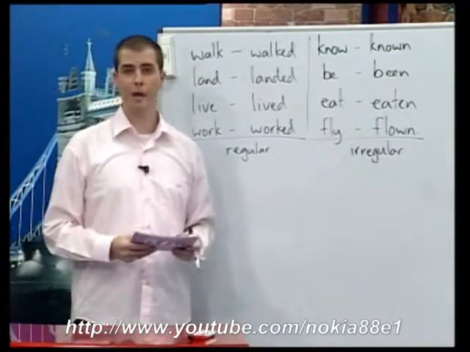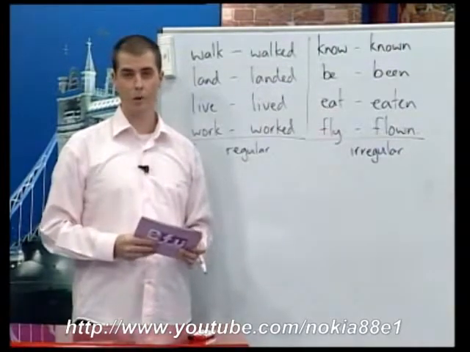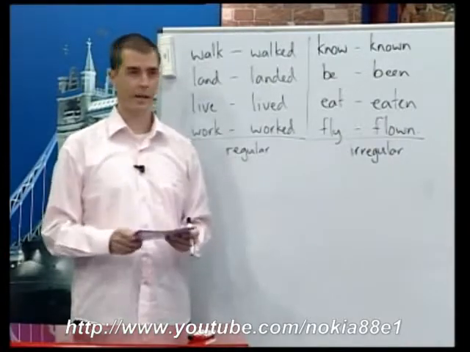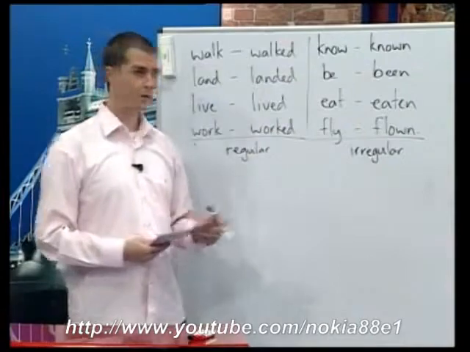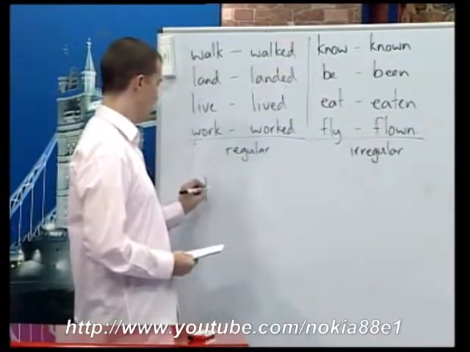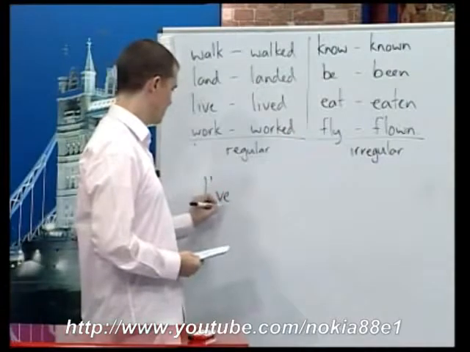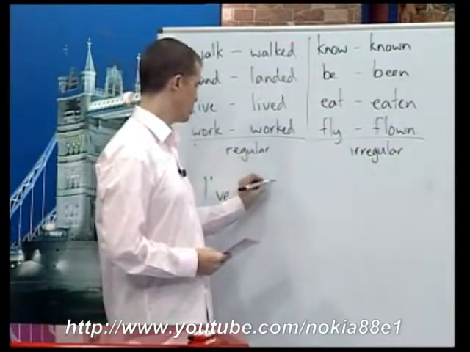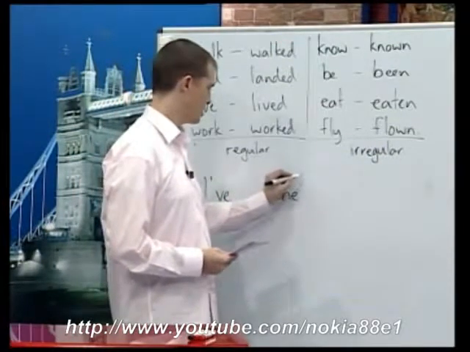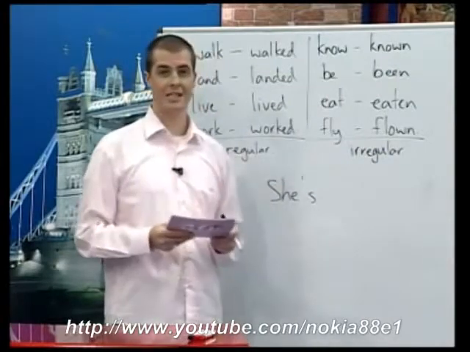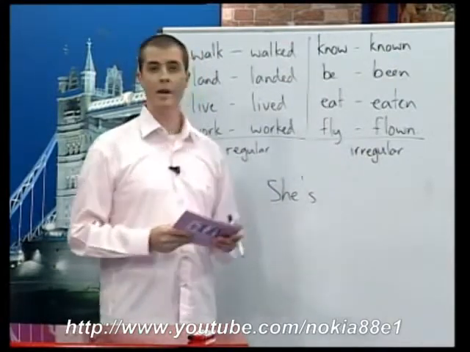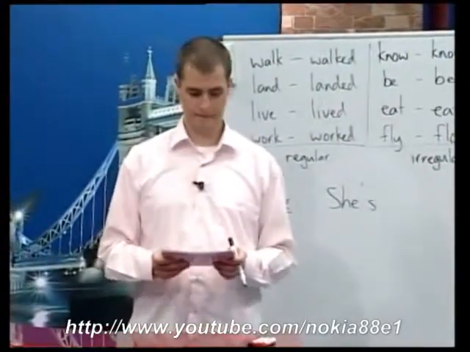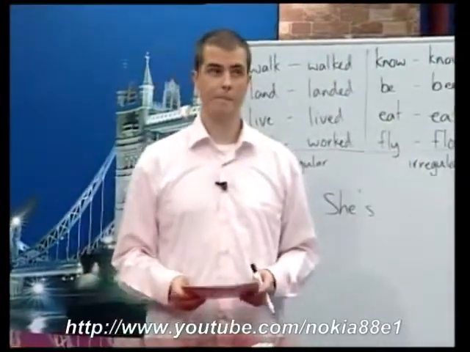So we use have with I and you, we, they, or a plural noun, and we use has with she, he, it, and a singular noun. Now, if we have pronouns, for example, I, then have becomes 've, I've. Or, if we have, for example, she, then it becomes just 's, she's. Already, yet, and just are frequently used with the present perfect. Well, let's practice some of these now.